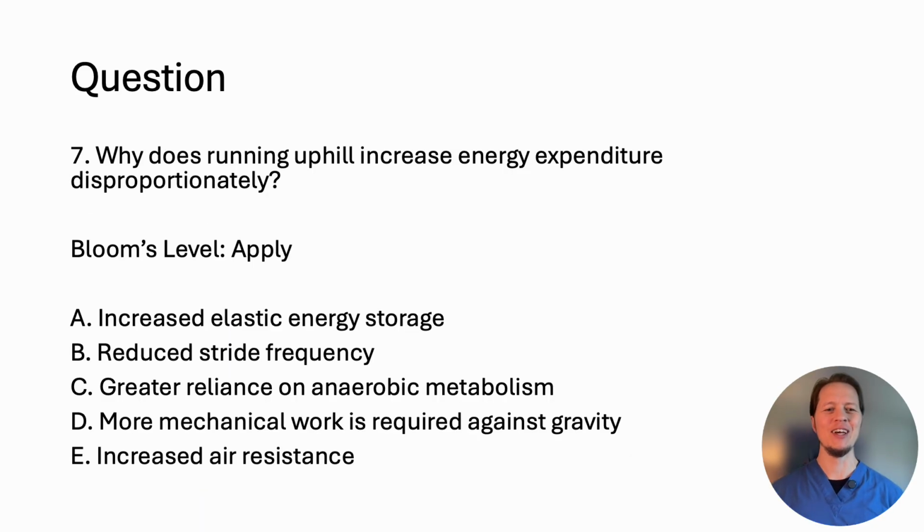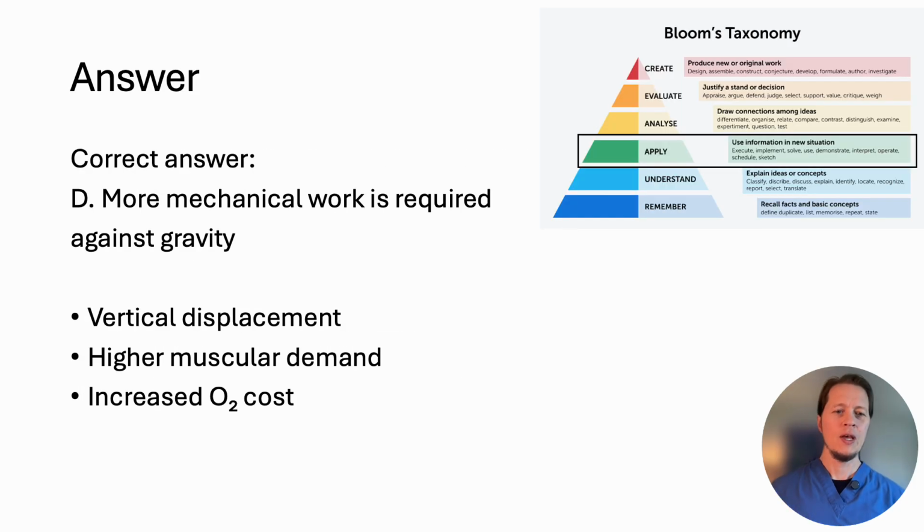All right, question 7. Why does running uphill increase energy expenditure disproportionately? Is it A, increased elastic energy storage, B, reduced stride frequency, C, greater reliance on anaerobic metabolism, D, more mechanical work required against gravity, or E, increased air resistance? And this one's D, more mechanical work is required against gravity. The grade adds gravitational work beyond just forward propulsion.